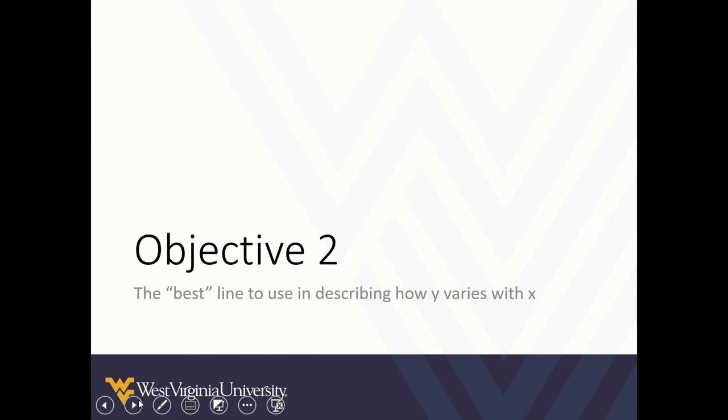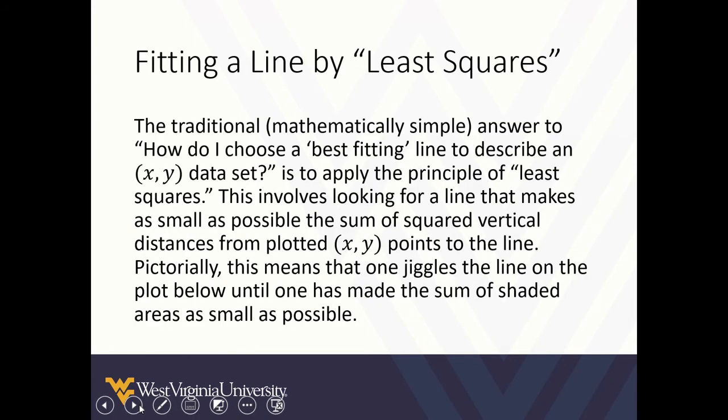Let's begin with our first question, and that is, what is the best line to use in describing how y varies with x? The traditional answer to how to choose a best fitting line to describe an XY dataset is to apply this principle of least squares. This involves looking for a line that makes as small as possible the squared vertical distances from plotted XY points to our line. Pictorially, this means that we will jiggle the line and try to find a situation where that sum of differences are as small as possible.